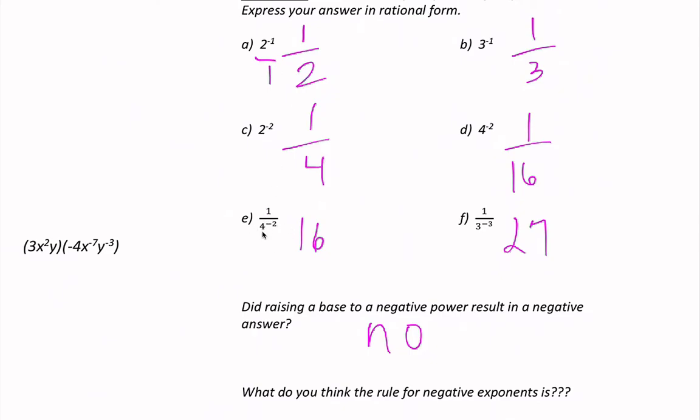Notice on this one, this 4 had a negative exponent of 2. This negative exponent is saying, hey, I don't belong down here. I really belonged on the top. That's why it's a whole number now. And we'll get more into it later. But for right now, I want you to think of negative exponents as warning flags saying, hey, I don't belong here. You need to move me. So if it was on the top, you need to move it to the bottom. If it was on the bottom, you need to move it to the top.